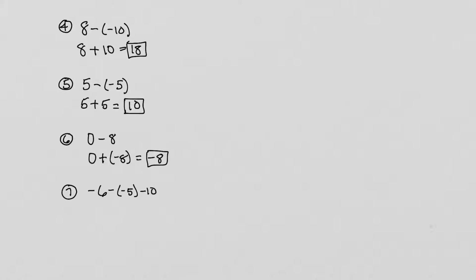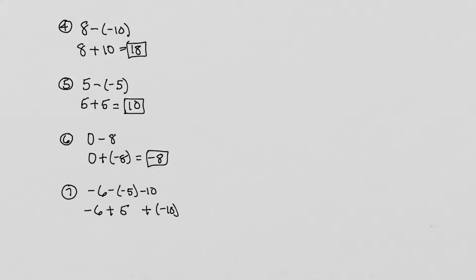Let's try this one here. In this one we have two subtractions. I've got a subtraction here and a subtraction here. I'm going to change both of these to additions, so it'll look like this. Negative 6 plus, change this one over here to a plus, right? I've changed the subtractions to additions of the opposites. Now the opposite of negative 5 is 5, and the opposite of 10 is negative 10.